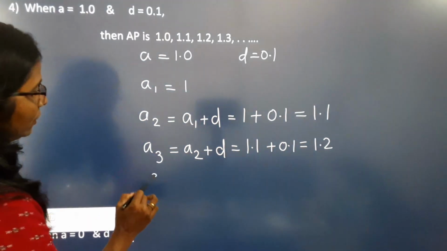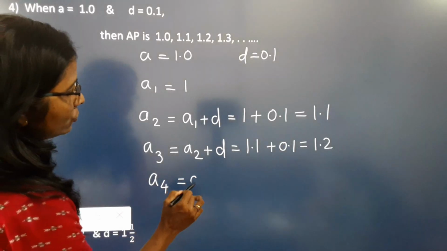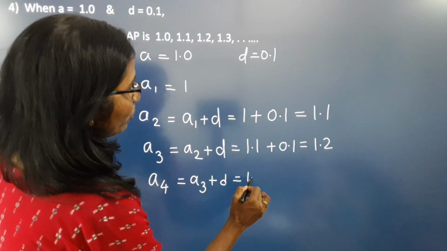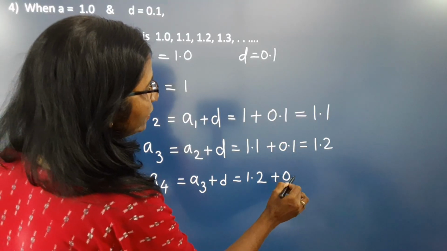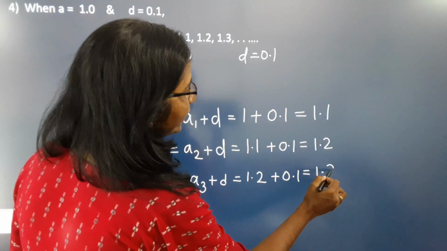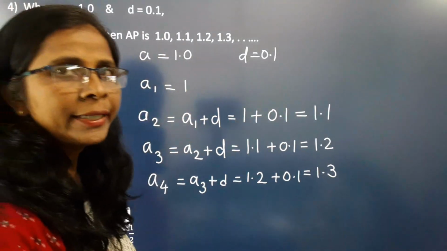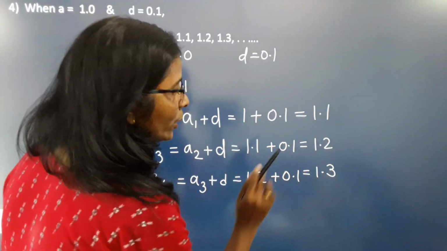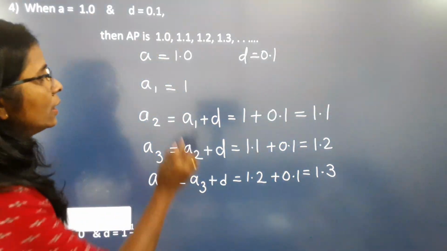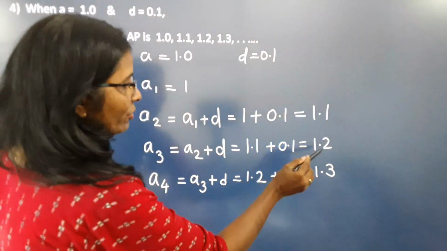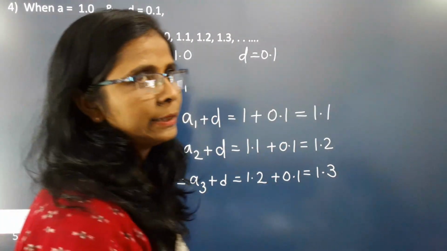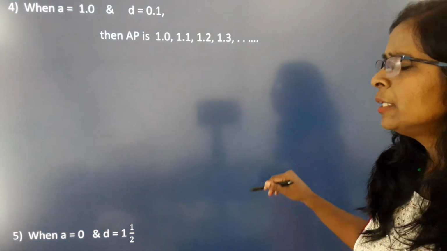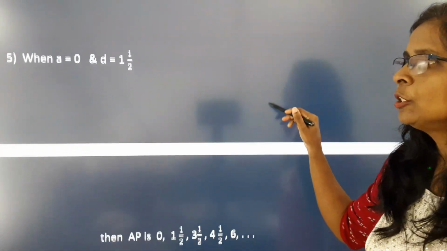1.2. Then A4 is equal to A3 plus D. A3 is equal to 1.2 plus 0.1, which is equal to 1.3. So this way we get the terms as 1, 1.1, 1.2, 1.3. So our AP is 1, 1.1, 1.2, 1.3. Okay, so this way we can form the AP, a very easy process and very short process.